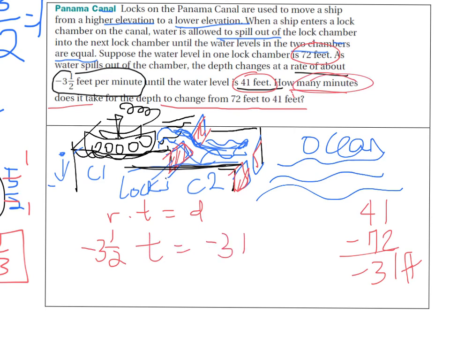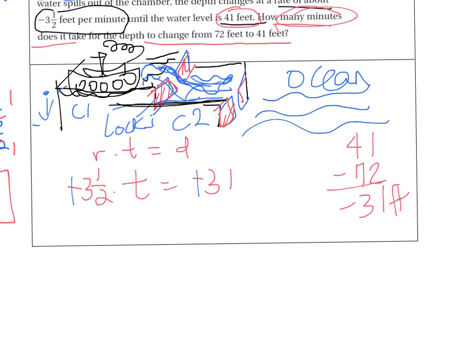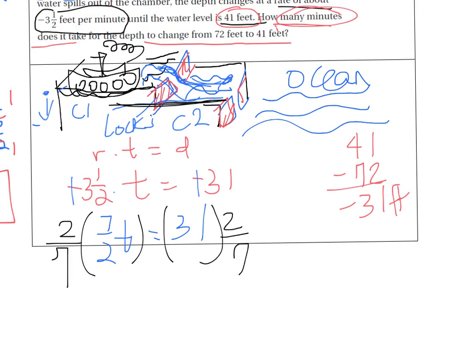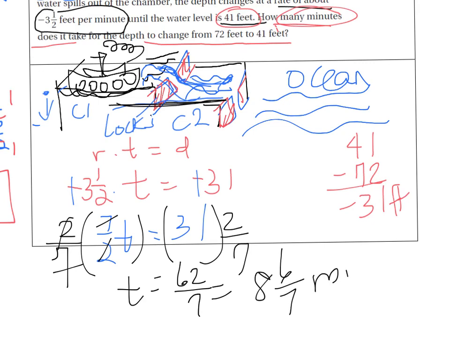And here we can cancel out the signs, negative, negative, positive, right? Okay, so 7/2 here, t equals 31, and then we can take the reciprocal of 7/2, which is 2/7. Okay, cancel, cancel, cancel, cancel. This is 62/7, and we can rewrite this as a mixed number. So 8 and 6/7 minutes. That's it.